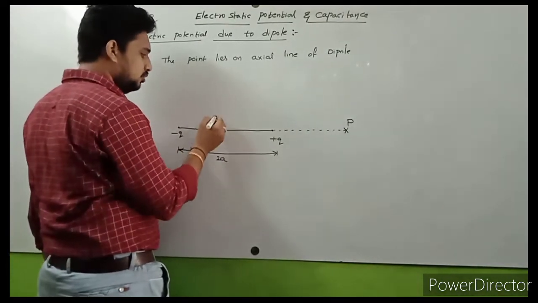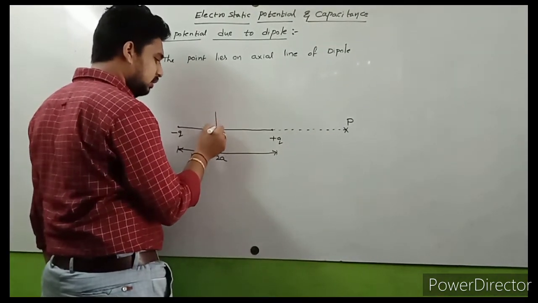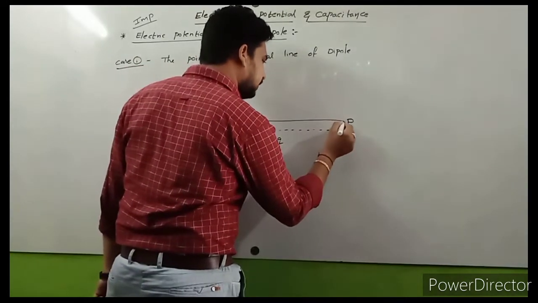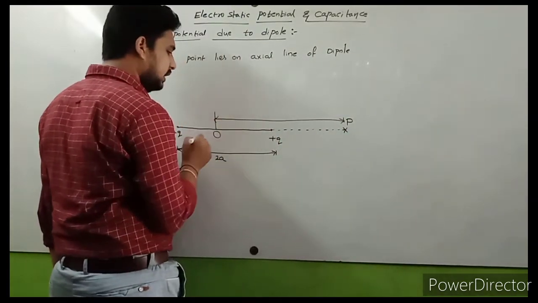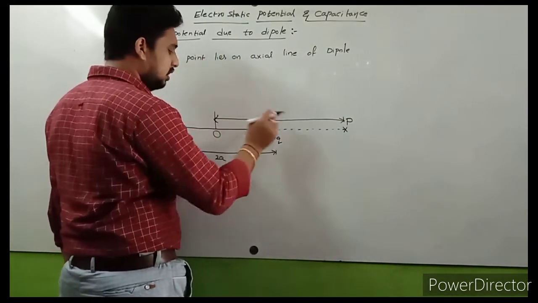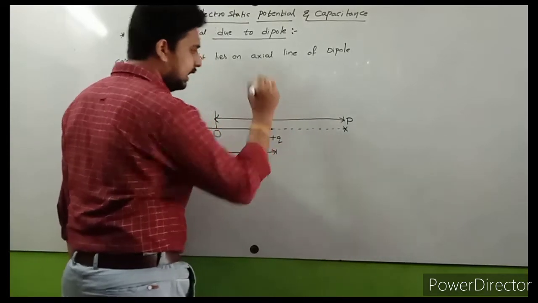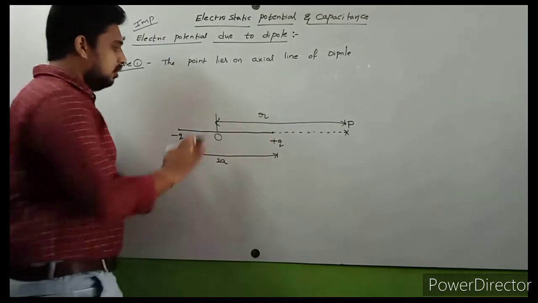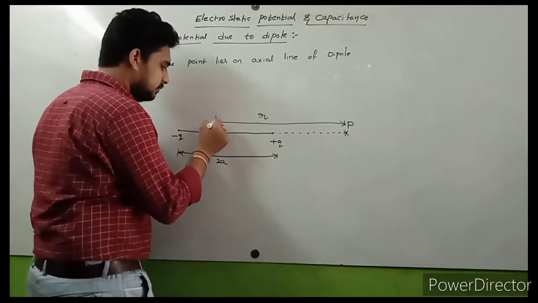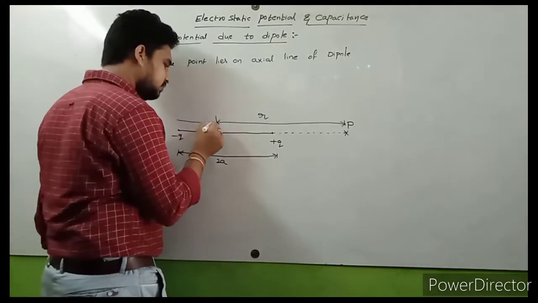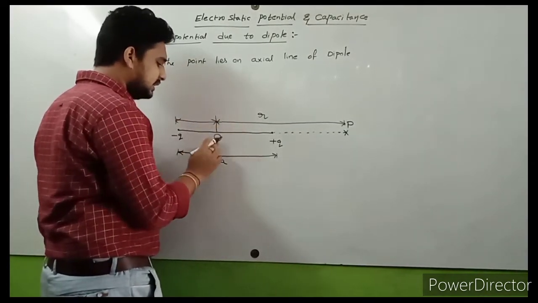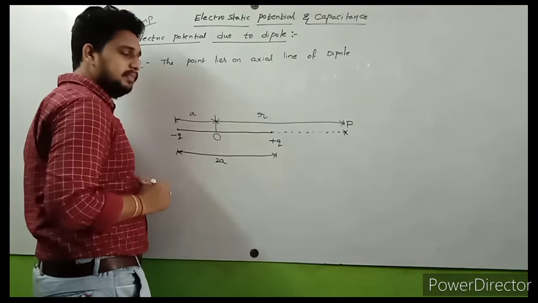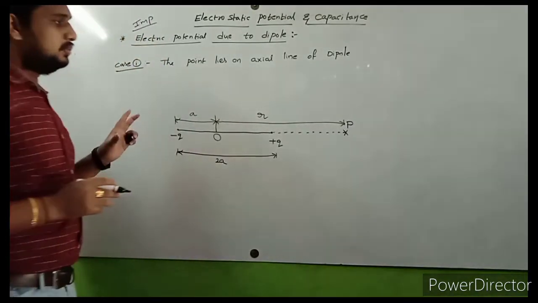Let us assume the center of the dipole is indicated with some point O. The distance from the center of the dipole to this point is called R. Now observe carefully. This is the center of the dipole. The total dipole distance is 2a, so definitely this distance is a. This distance is a.